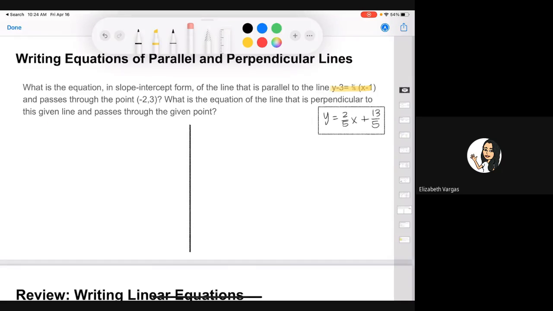Okay, so now I'm going to look for the line which is parallel. What is happening? Why is it doing that? Sorry guys, technical difficulties. Okay, parallel and perpendicular.